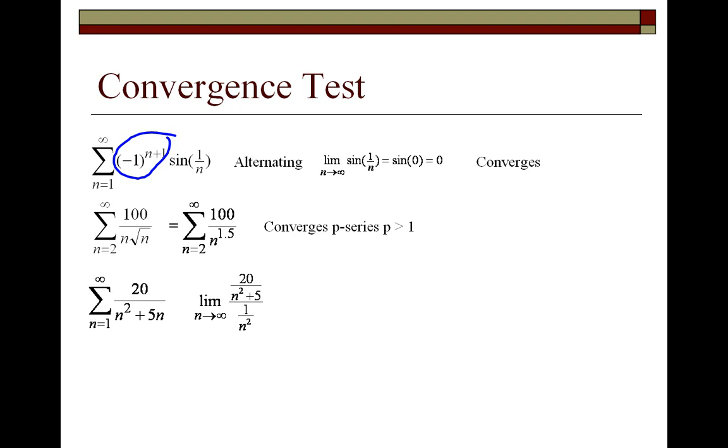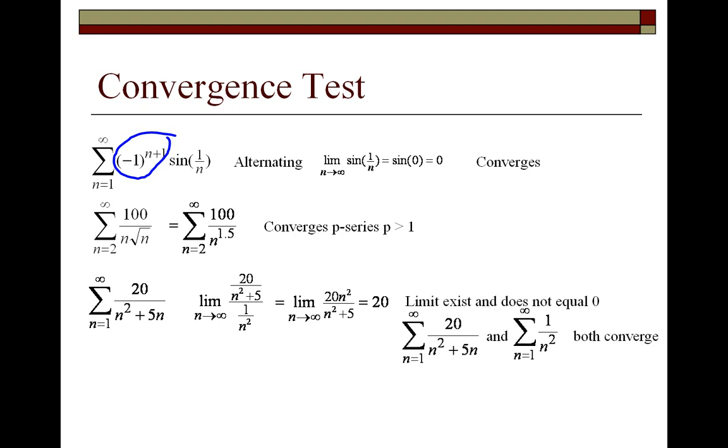Using the limit comparison test is what you basically need to do. You take the original series, you look at the terms of that sequence, it's 20 over n squared plus 5, and divide it by the one you know converges or diverges. 1 over n squared I know converges, because of p-series. Well, if I multiply top and bottom by n squared, I get 20n squared over n squared plus 5. As n goes to infinity, that equals 20. The limit exists, and it does not equal 0. Therefore, if the limit exists and does not equal 0, both of those series are going to converge because 1 over n squared converges. They both basically behave the same way.